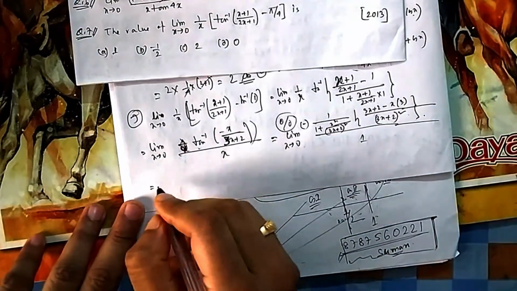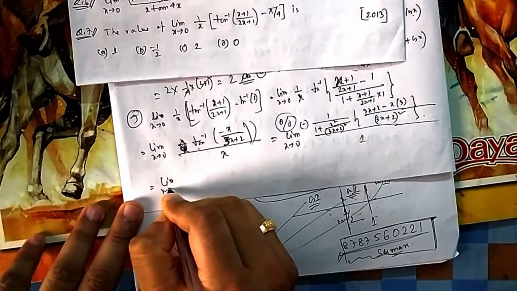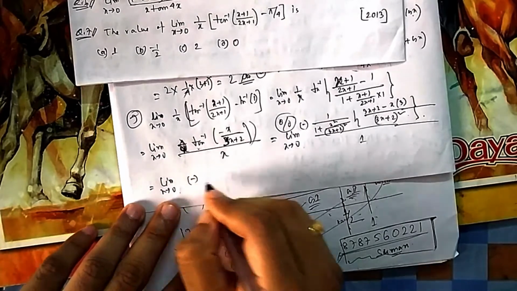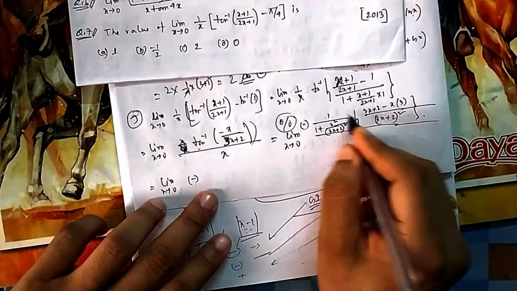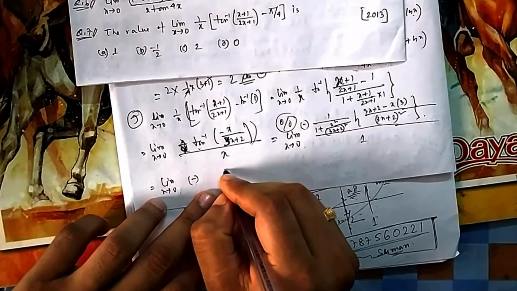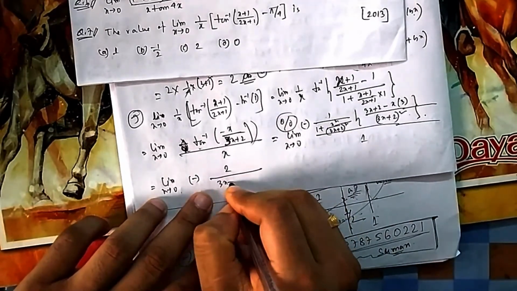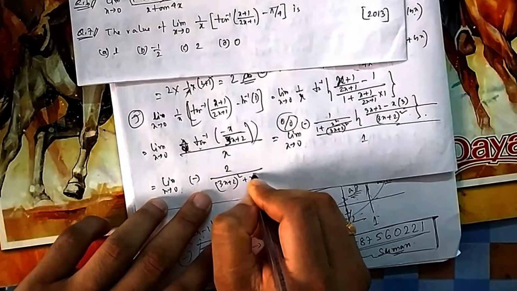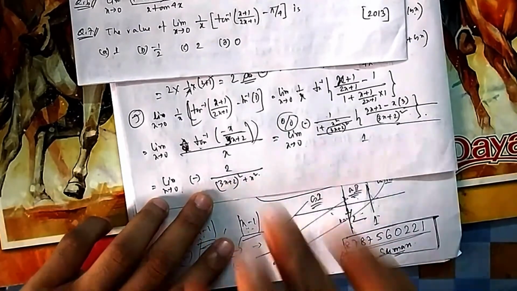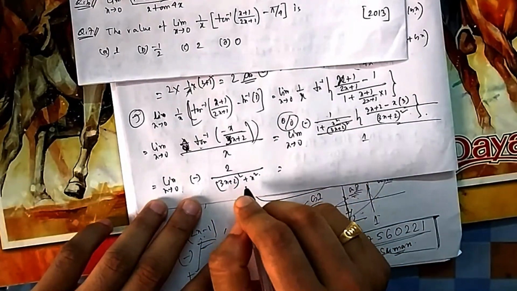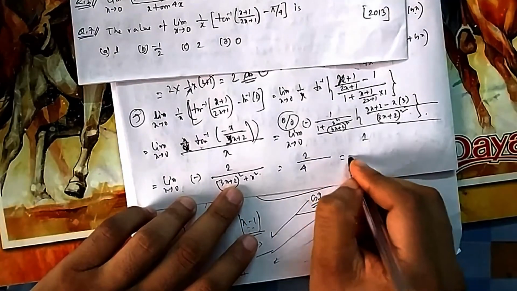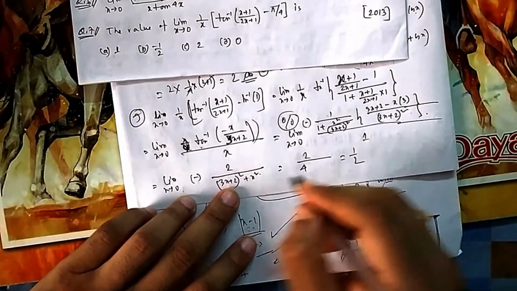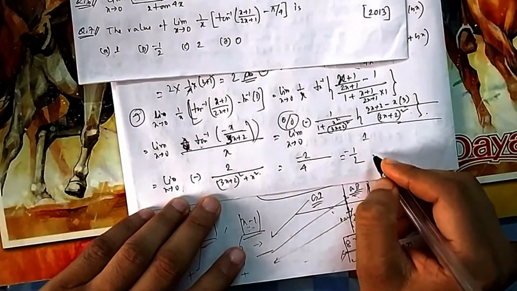So if you ultimately do it, it will look like limit x tends to 0, minus will be there, 3x will get cancelled, and 3x plus 2 whole square will also get cancelled. So it will be 2 divided by (3x plus 2) whole square plus x square. Ultimately you will get this. So if you put now 0, it will be 2 divided by 4, that is half. Minus is also there, minus half. So that is your option B.